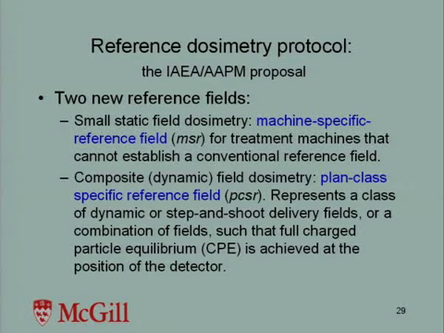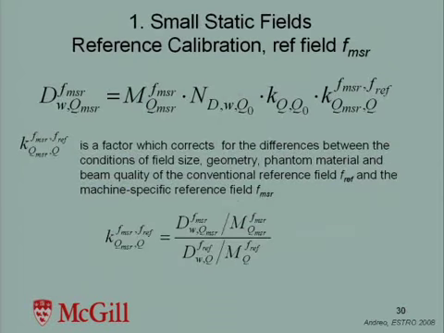In a static case, the machine-specific reference field is one of the fields that I showed before, the closest field that you can realize to a 10 by 10 field, given the limitations of your device. The PCSR field is a class of step-and-shoot composed fields that realize a uniform dose distribution around the ionization chamber or the detector, with the intention to achieve full charged particle equilibrium, so that you can do an accurate measurement. Here are some formulas.